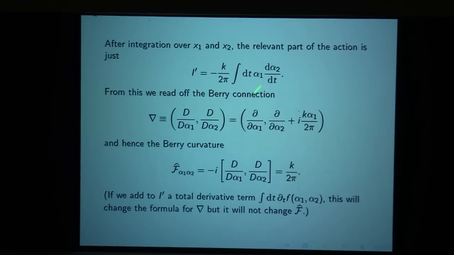Now, you might be slightly unhappy because of the asymmetry between alpha 1 and alpha 2 in this derivation. If you integrate by parts, you could exchange the roles of alpha 1 and alpha 2. And adding a total derivative term to I prime, which you'll get if you integrate by parts, will change the formula for the connection, but it won't change the curvature. That's a fact you probably know from reading about a particle in a magnetic field in classical and quantum mechanics.